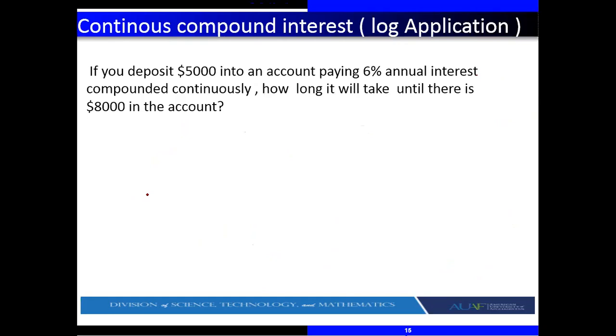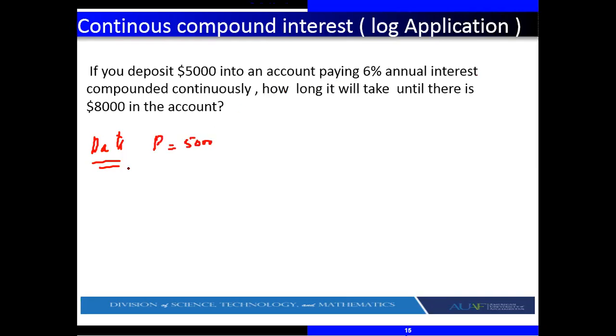Actually, we discussed this compound interest problem in the exponential function. Now when time is not given, how do we find the time value? First of all, write down the data given. If you deposit 5,000, it means the principal amount is equal to 5,000.